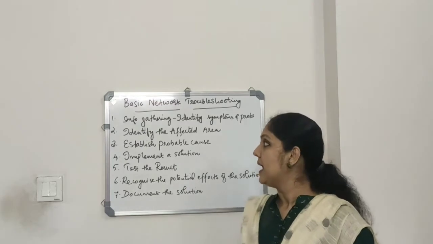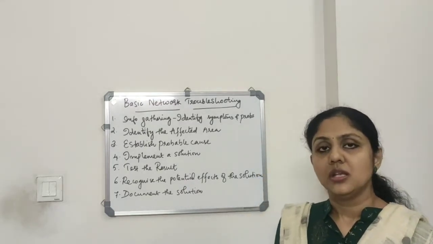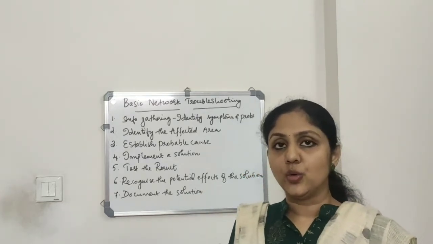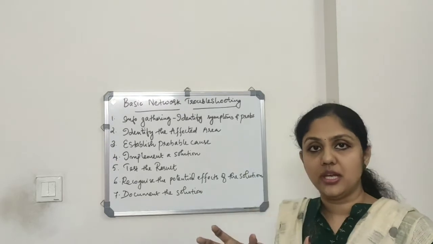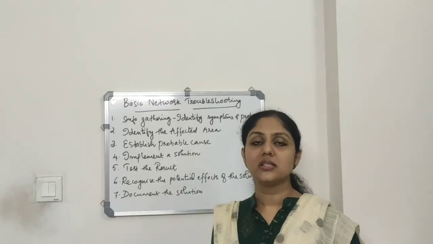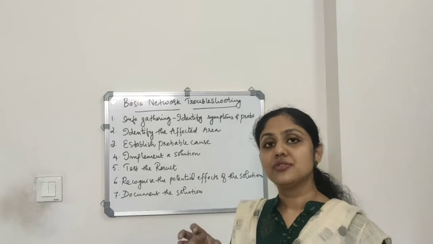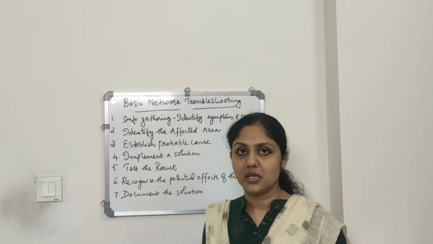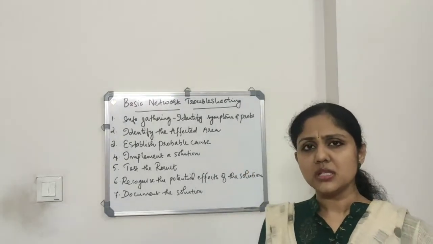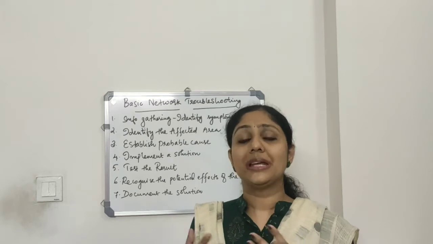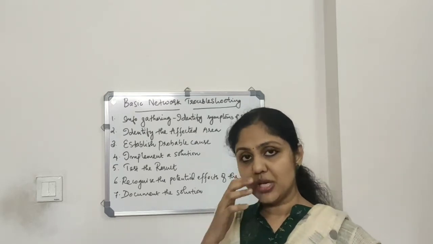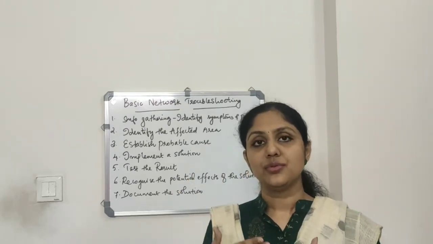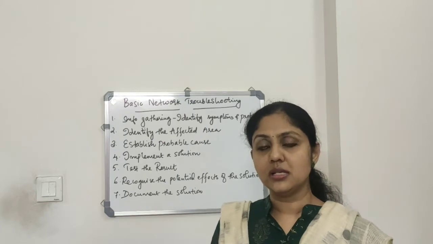The next step is to identify the affected area. That means we have to find out whether it is a single client or a specific location or a particular region where the devices are facing some issues. We have to find out the affected area or affected devices and isolate them. Suppose it is due to some connectivity issue, and the client is not able to connect to the server. In such cases, we have to start troubleshooting from the client devices.